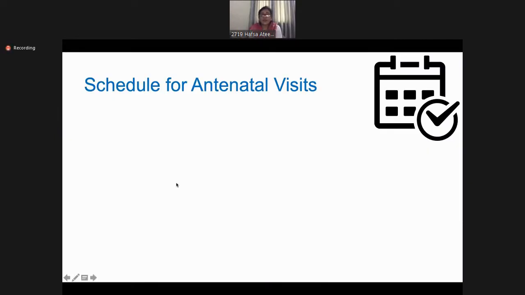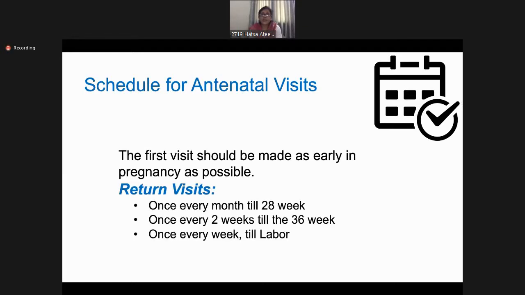Next, coming over to how the antenatal visits are going to happen. The patient comes to the antenatal clinic, gets herself booked, and then how is it going to continue? The first visit should be made as early as the pregnancy is possible. That is, as soon as she misses the period, she should go to the doctor, or to the health facility where she wants to get herself booked, or where she wants to be frequently examined and checked. So the first visit should be as early as possible.